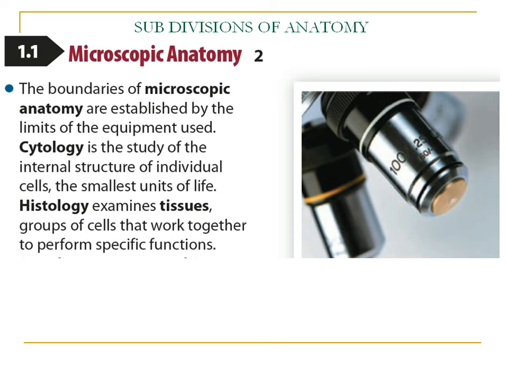Now we are going to talk about the different subdivisions of anatomy. What are the different branches of anatomy that I am going to deal with right now? The first one is microscopic anatomy. Microscopic anatomy is the study of the human body with the aid of the microscope. In microscopic anatomy also we have two branches. One is cytology, the study of the internal structure of the individual cell, the smallest unit of life. And the other branch in microscopic anatomy is histology, with the help of which we examine the tissue. A tissue is actually a group of cells that work together for a particular function.